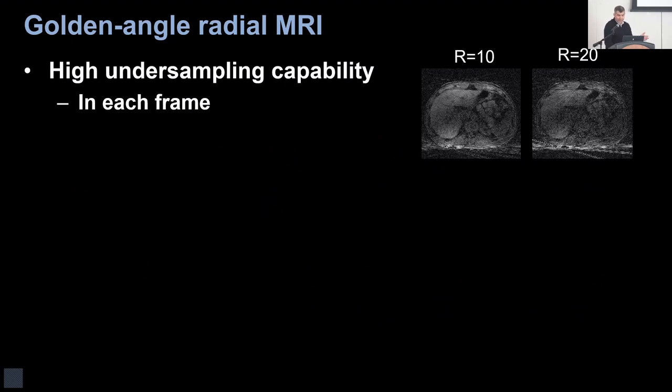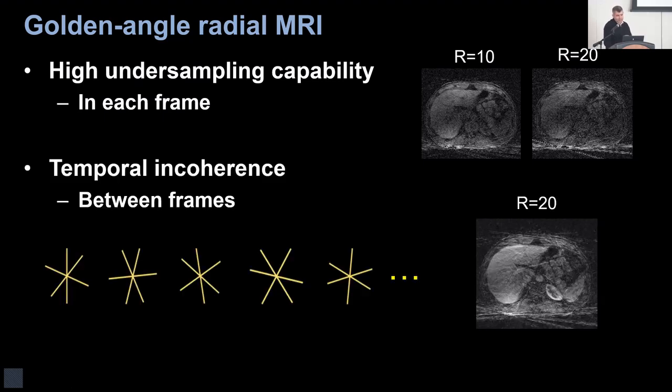The other nice property is the high undersampling capability from radial imaging. Look at this 10-fold acceleration, 20-fold acceleration, and you can still see the part of the image that we're trying to see. In this case, this is an abdominal acquisition, and you can still see the liver and the bowels even with this really high acceleration rate. That is because we have these incoherent artifacts, since we are sampling k-space in a radial fashion rather than a Cartesian fashion.